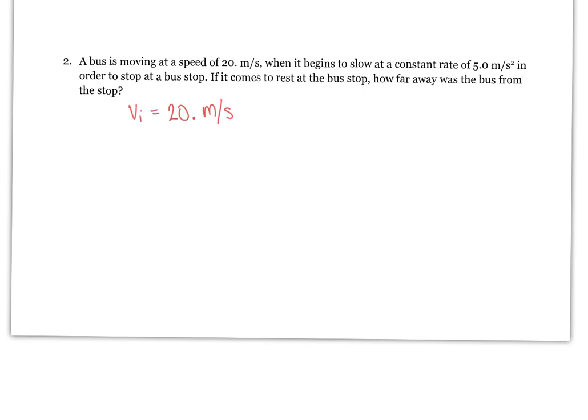At a constant rate, it begins to slow down. That's important. At a constant rate of 5.0 meters per second squared. Units help me here. What is that? And so when I write this acceleration and I am slowing down, what do I need to make sure I put in front of that acceleration? A negative.